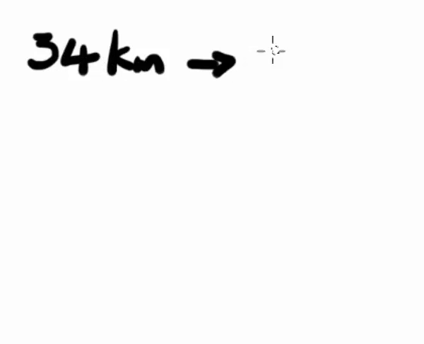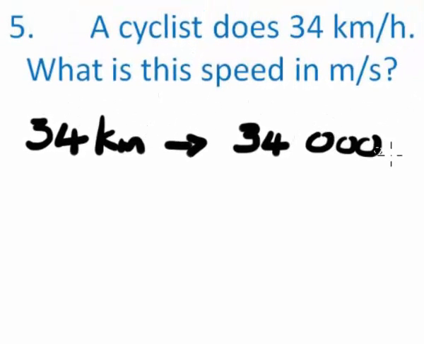So first of all, let's start with our 34 kilometers. How do we convert kilometers into meters? I hope that you know that there are 1,000 meters in 1 kilometer. So in order to convert this, we have to multiply this by 1,000. So it's going to be 34,000 meters. Okay, now let's take our hour. So basically what we've got is we have 1 hour. We're going to convert that into seconds.